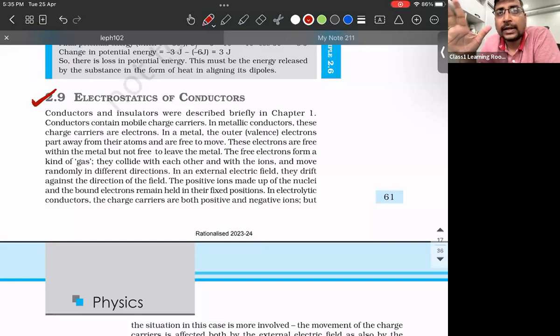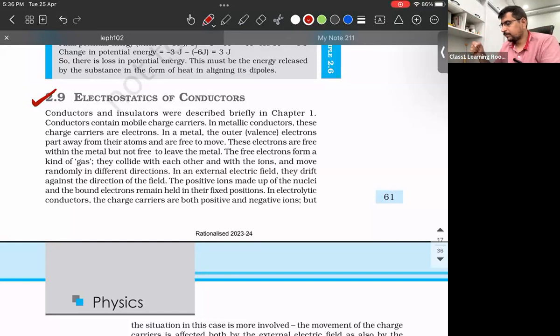The magnitude of the electric field on the surface of the conductor is going to be sigma by epsilon naught. In terms of vector quantity, it is going to be sigma by epsilon naught times n cap. And what was the last point? The electrostatic shielding.